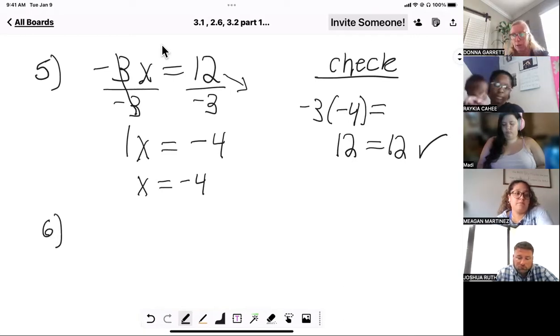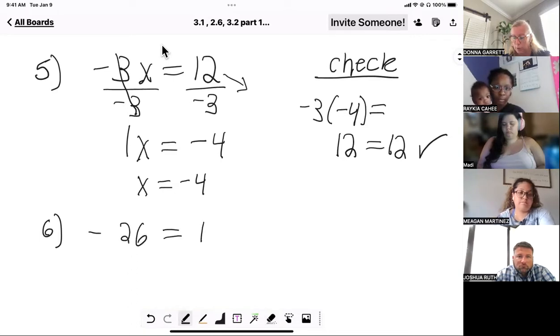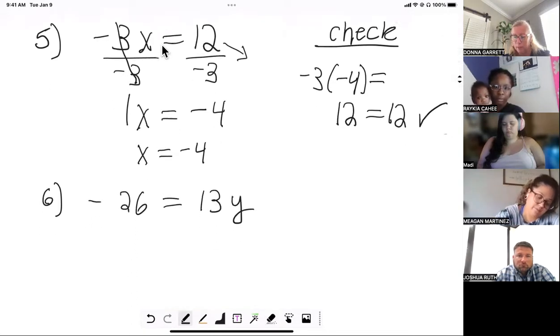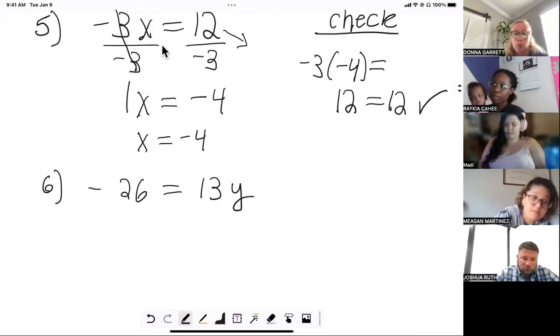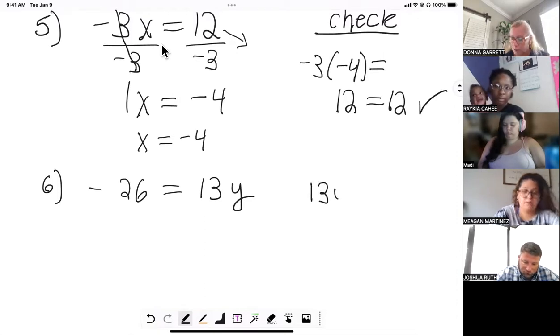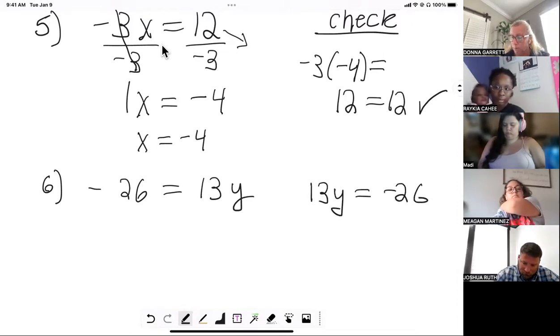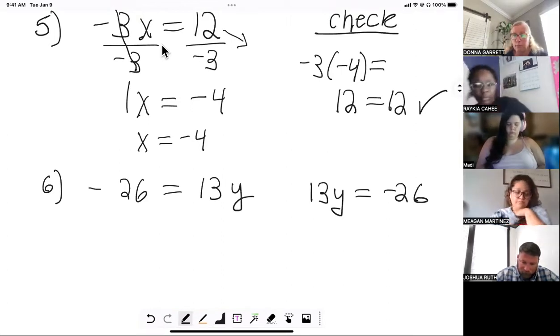Okay, questions on the multiplying, dividing? Okay, negative 26 is equal to 13y. Now, this is another one where the variable is on the right-hand side. If you want, you can switch the sides. You could rewrite it that way if you want to. Again, it's a personal choice, which way you like it. It doesn't really matter.